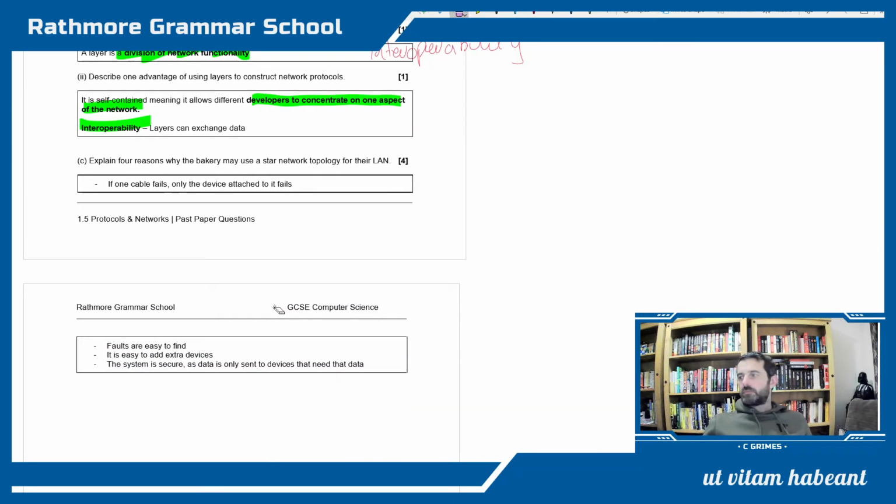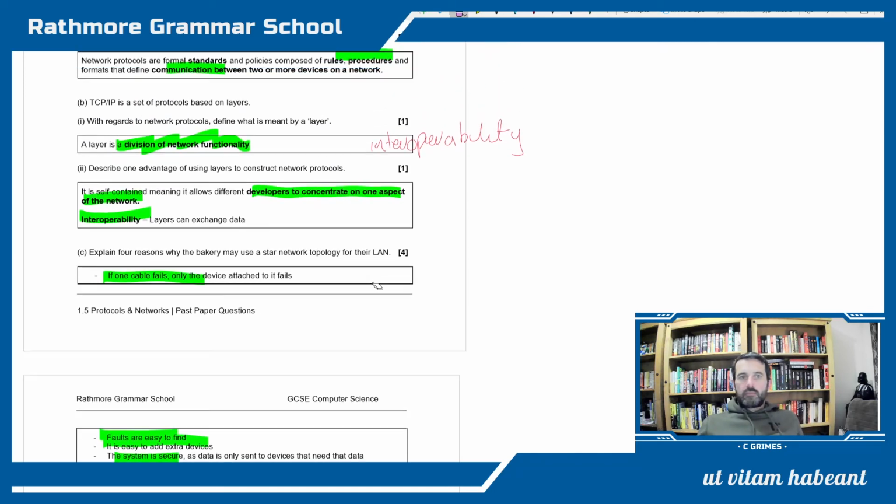Final question was back to the start of the unit, and that was star networks. And again, we're looking at any four advantages of the star networks. Too many people went in and looked at, I don't know, was it the mesh topology instead of focusing on the star. But we've got, if one fails, it only affects that. Easy to find faults, easy to upgrade and add extra devices, and it's generally secure because the data is only sent to that individual device that's required. So you've got the answers.